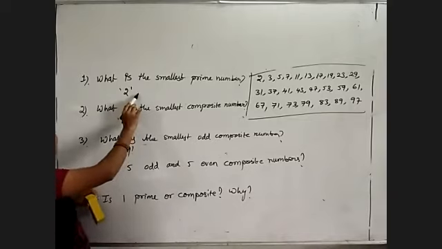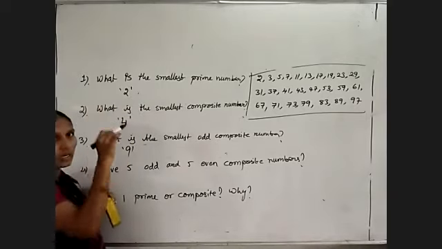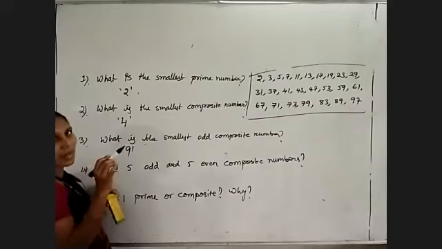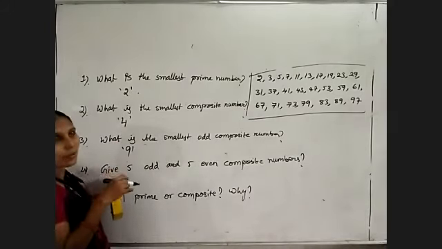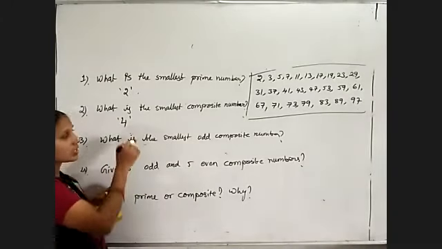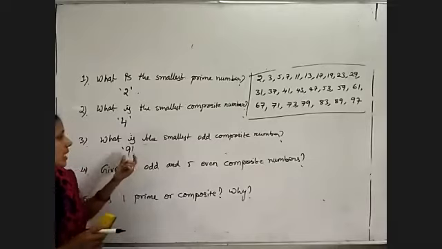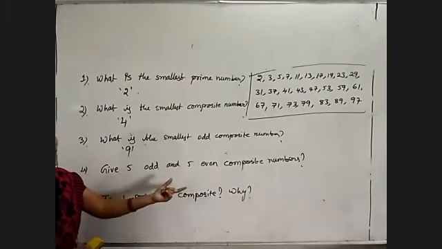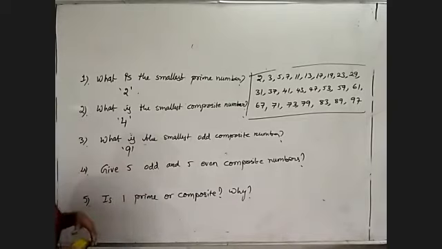Smallest prime number is 2, and that one is the only even prime number. Remaining prime numbers are all odd prime numbers. And smallest odd prime number is 3. And smallest composite number is 4. Smallest odd composite number is 9. Coming to: give 5 odd and 5 even composite numbers. Even composite numbers are very easy to select. But 5 odd ones, tell me.